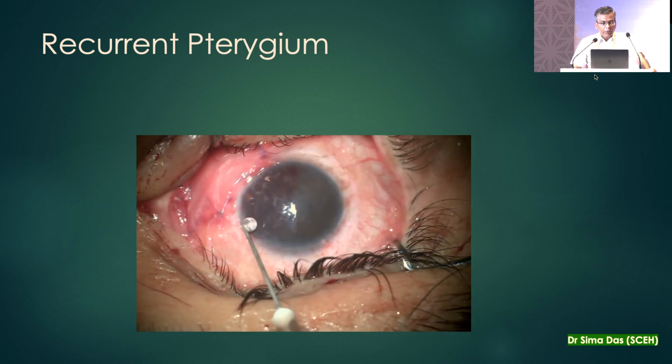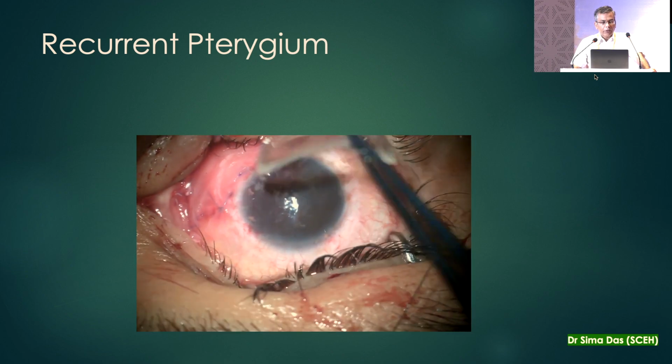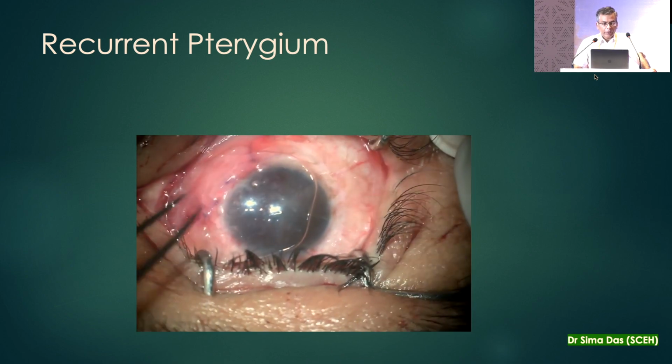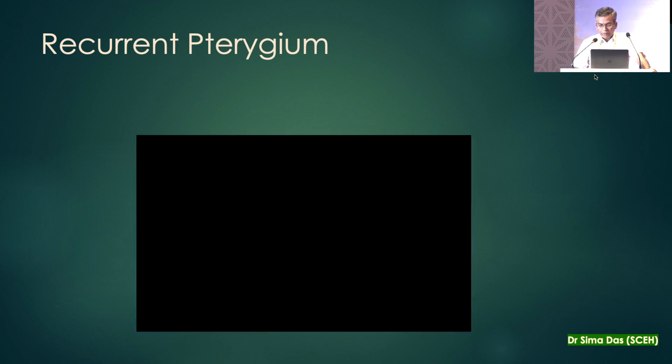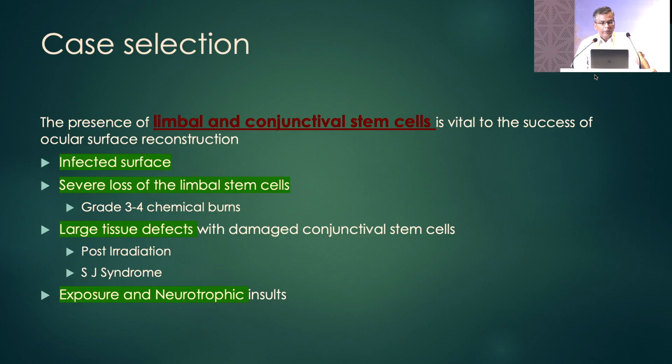So amniotic membrane alone may not be sufficient in patients who have very significant scarring, and it can at best be used as an adjunct for that particular reconstruction that we are planning. So it's important to understand that the presence of limbal and conjunctival stem cells is very vital to the success of ocular surface reconstruction. You should avoid patients with infected surface while planning an ocular surface reconstruction.